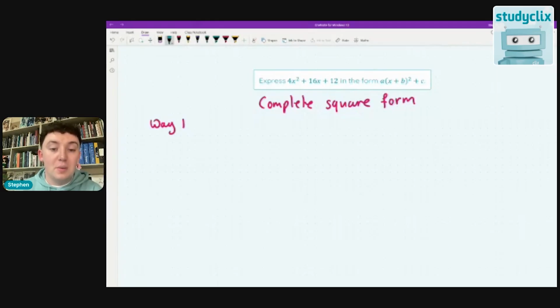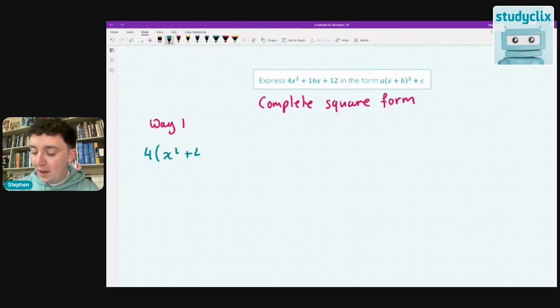First things first, we need to factor out the coefficient of x squared. So we're going to factor out 4. We're going 4 into 4x squared to give me x squared, 4 into 16x to give me 4x, and 4 into 12 to give me plus 3. And the steps for completing the square are as follows. We halve the coefficient of x, we square it, we add and subtract it in.